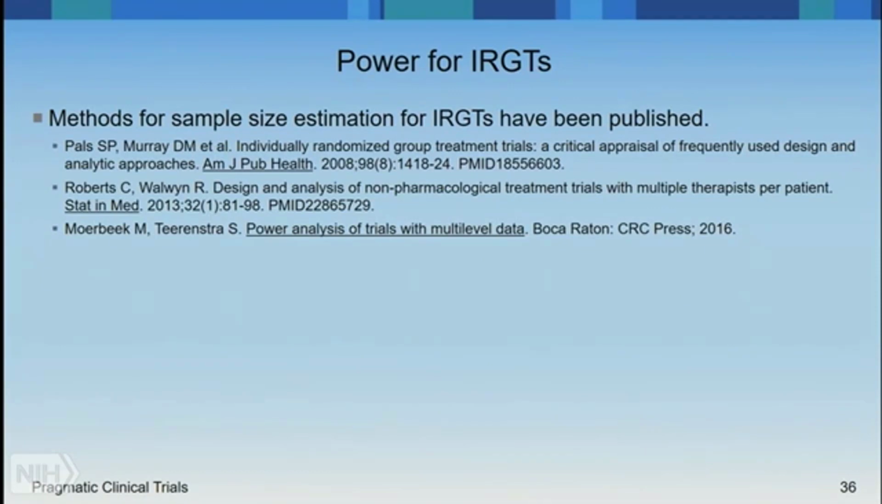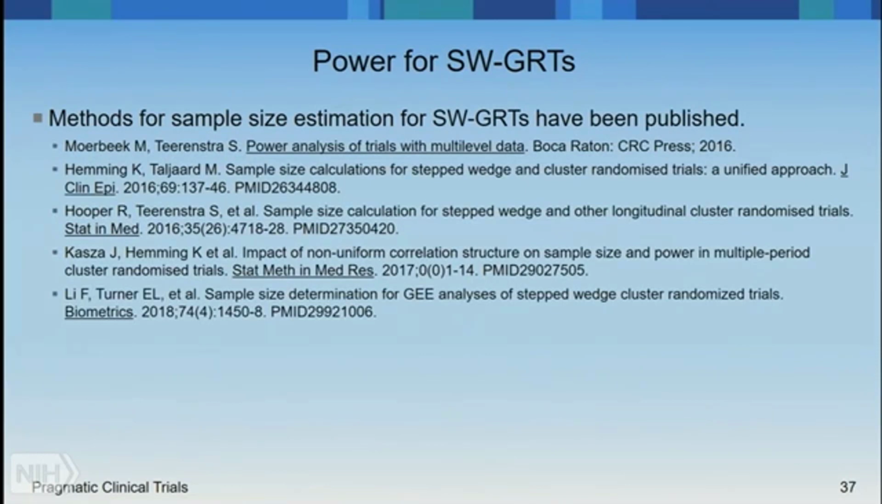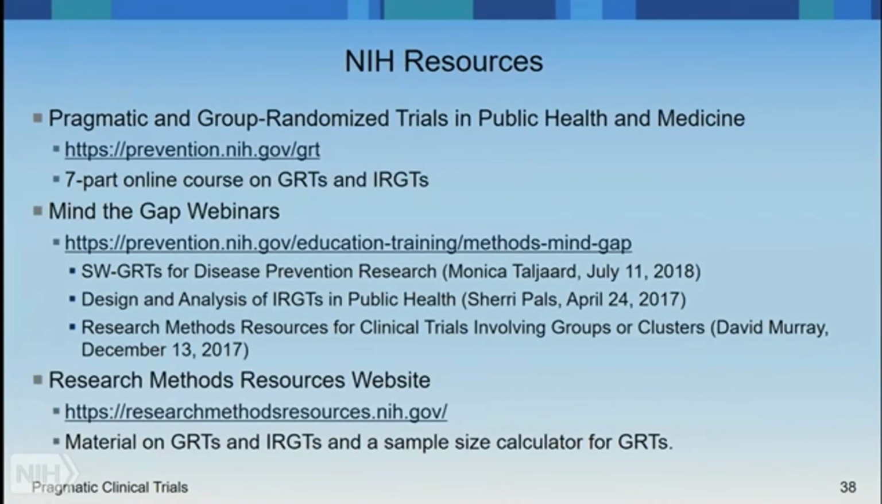You all, I think, have access to these slides, so you don't need to be furiously writing anything down. You have the references. We also have methods for stepped wedge designs that are published, and more papers appearing all the time. NIH resources that are available in this area, I list some of them here. There's a 7-part online course on group randomized and individually randomized group treatment trials available on the ODP website. There are Mind the Gap webinars that are available. We have the Research Methods Resources website. The Collaboratory has the living textbook and lots of materials, and you'll find other things out there as well.